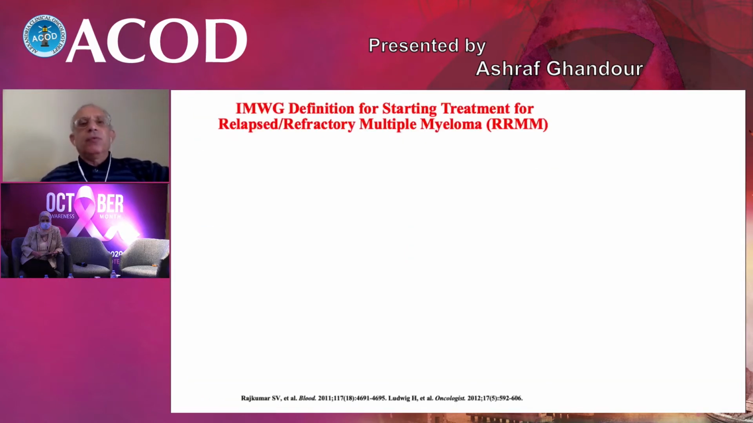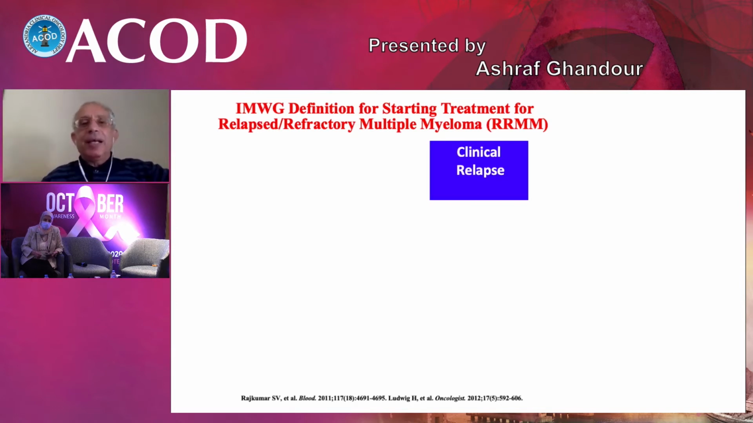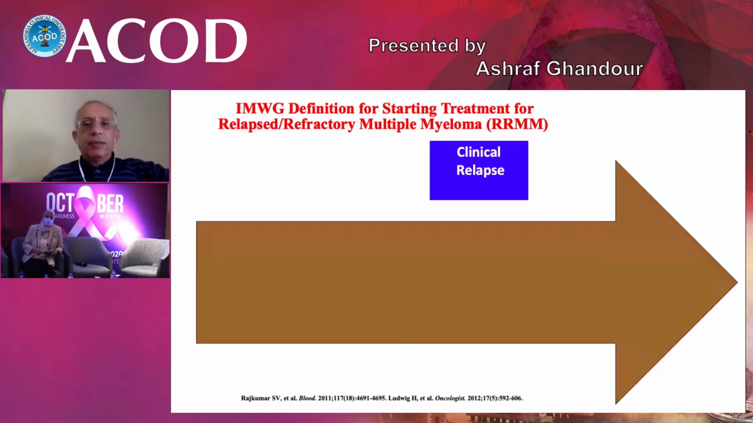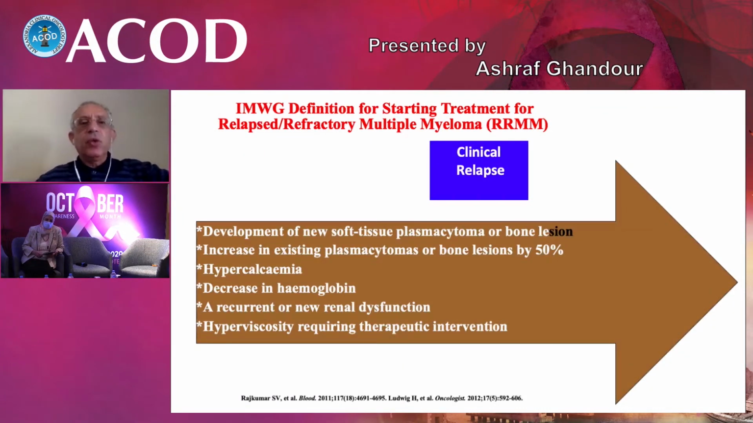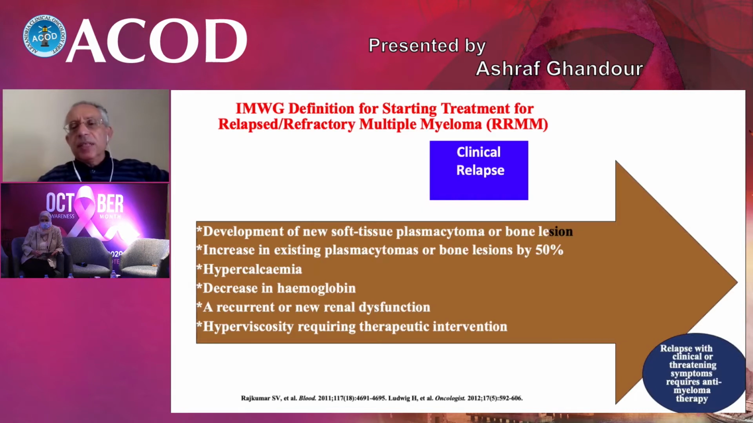What's the definition of treatment? We have both clinical relapse multiple myeloma and biochemical relapse. A lot of difference in that. What is clinical relapse? It's the development of new soft tissue plasmacytoma or bone lesions, increase in existing plasmacytoma or bone lesions by more than 50%, hypercalcemia, decrease in hemoglobin, a recurrent or new renal dysfunction, hyperviscosity requiring therapeutic initiation. And that's clinical relapse. It needs treatment and intervention.